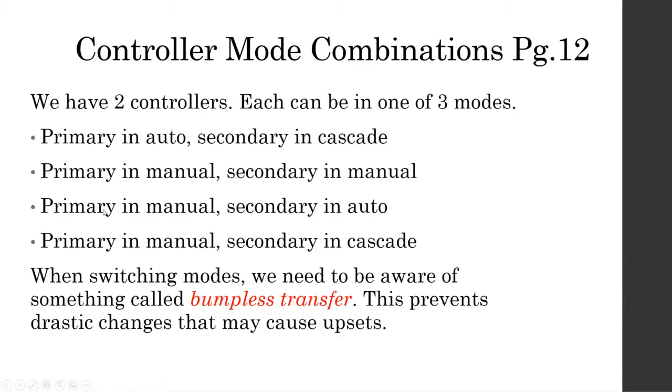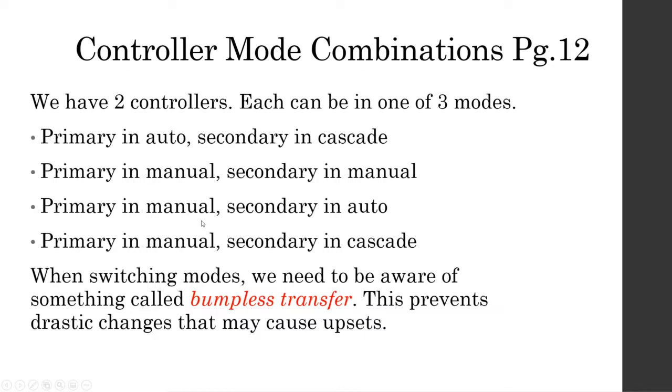The third one here, we can have the primary in manual and the secondary in auto. We can have the primary in manual and the secondary in cascade. So there's a lot of different combinations here. The main thing that you need to take away from this, aside from the fact that there's a multitude of different options, is that we need to be aware of something called bumpless transfer. And we've talked about bumpless transfer before, but in cascade, we're going to talk about it a bit more.